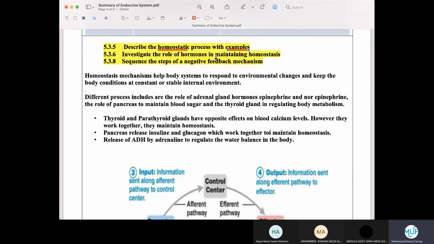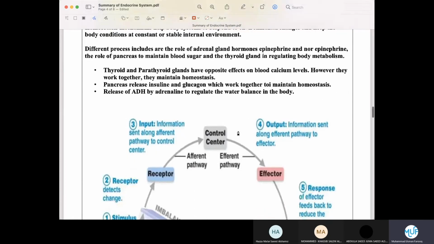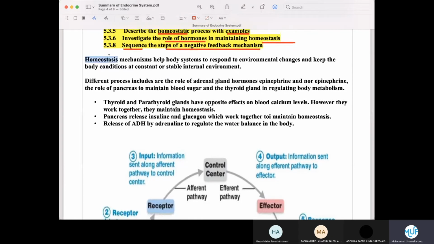Now we will move further, and we have here: define homeostasis, or describe homeostasis. You have to put some examples, and then tell how these examples are controlled by some hormones, and also sequence the steps of the negative feedback mechanism. So first of all, we should know what is homeostasis. Homeostasis is maintaining or keeping your internal body conditions at a constant level, almost constant, stable internal conditions. They are called the homeostatic conditions.